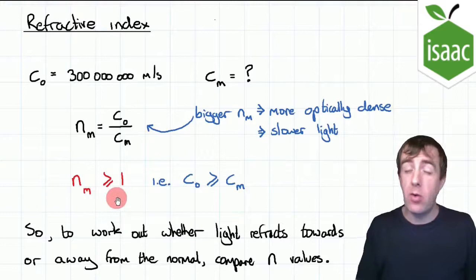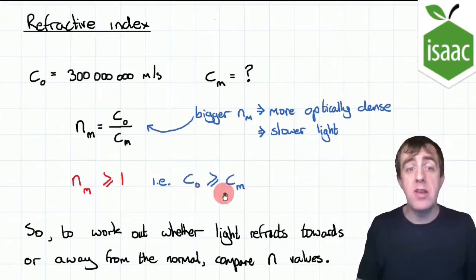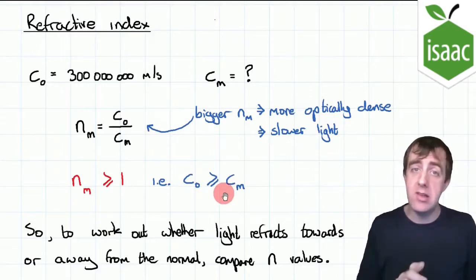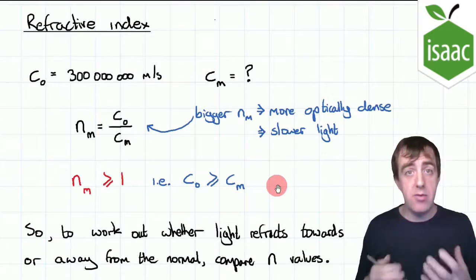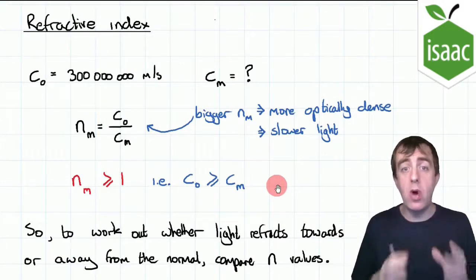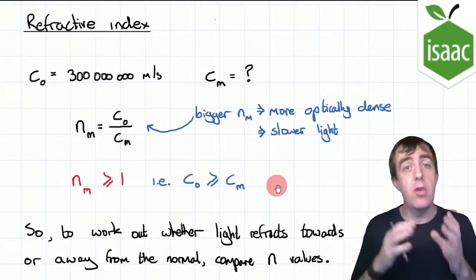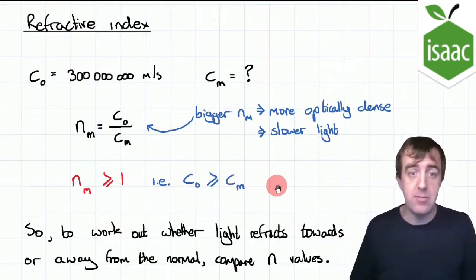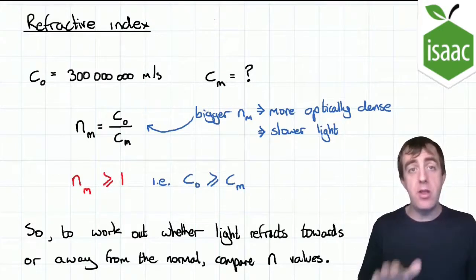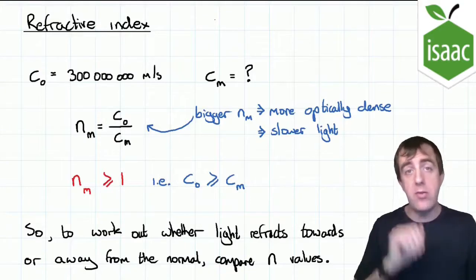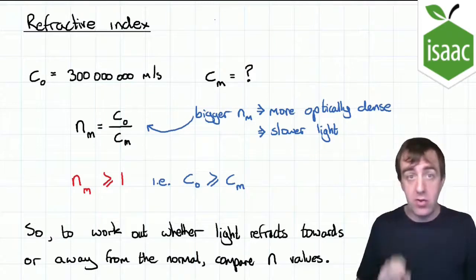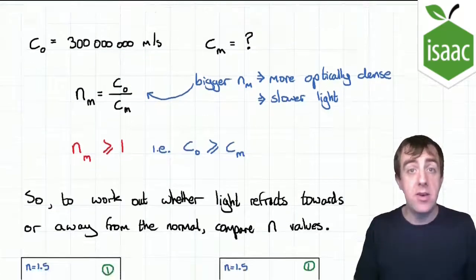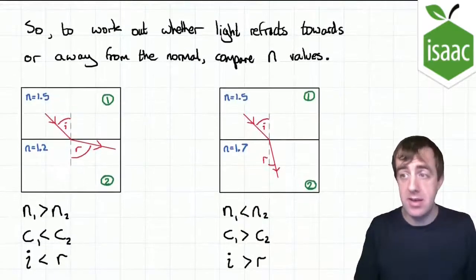Refractive indices are always greater than or equal to 1. And that's because the speed of light in a medium will always be less than or equal to the speed of light in a vacuum. A bigger refractive index means a more optically dense medium, and therefore the light will travel slower through it. So if we wish to determine whether light refracts towards or away from the normal, we need to look at the refractive indices of the two media and compare those refractive indices.